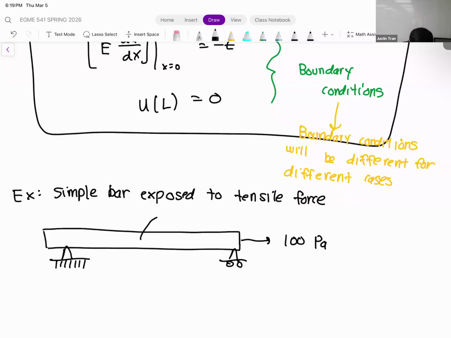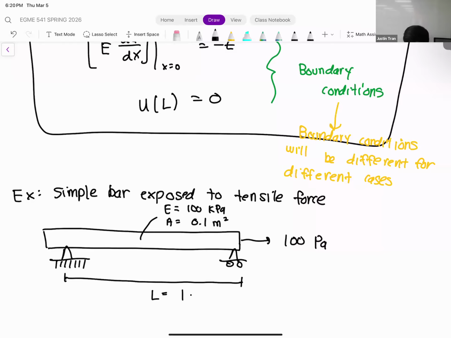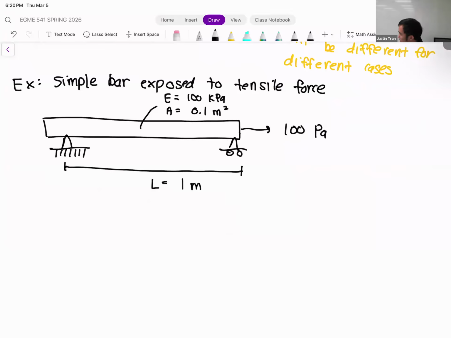The properties of our bar here: we have a Young's modulus, which is going to be constant at 100 kPa. Our cross-sectional area, we'll say 0.1 meter squared. And let's also say that the length of the bar is 1 meter, so we have a 1 meter long bar. What we want to do is solve for the deformation of this bar as a function of x.